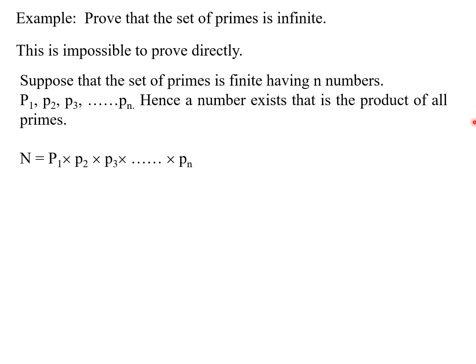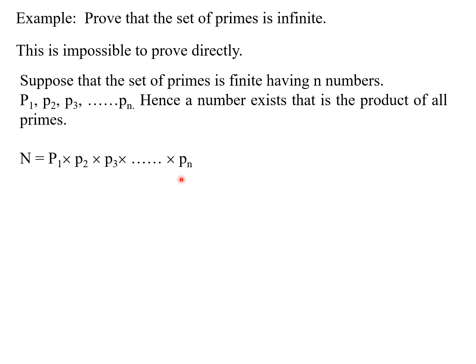So in this case, I wrote: suppose the set of primes is finite, having n numbers. For example, it will be P1, P2, P3 up to Pn. We don't know what n is, right? So hence a number exists that is the product of all the primes. I'm assuming that the set of primes is finite, and the product of the prime numbers will obviously be P1 times P2. It's a product, so it's a multiple, yeah?